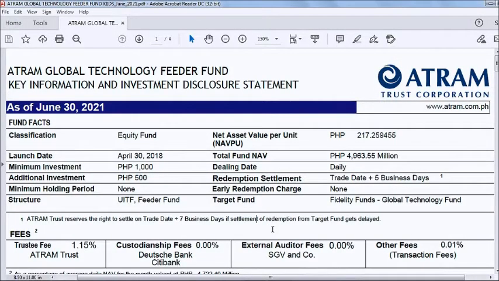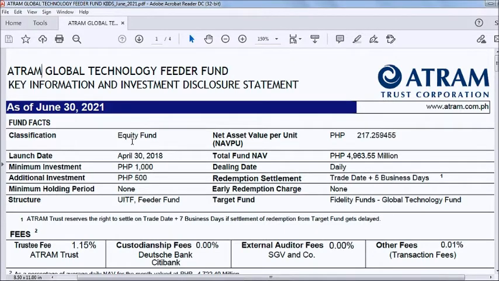Alright, so again, our topic for today is ATRAM Global Technology Feeder Fund, Key Information and Investment Disclosure Statement. This document is available on their website, atram.com.ph. Just go to UITF, and then under UITF, just look for the funds. Tapos hanapin mo lang yung document na down below. So makikita mo yung Key Information and Investment Disclosure Statement document sa pinakababa. And also, this document is as of June 30, 2021.